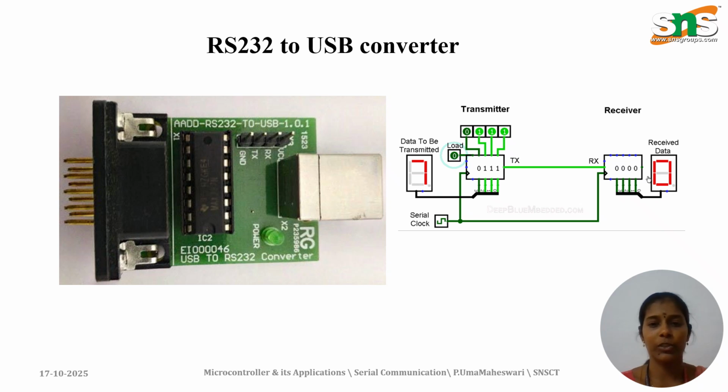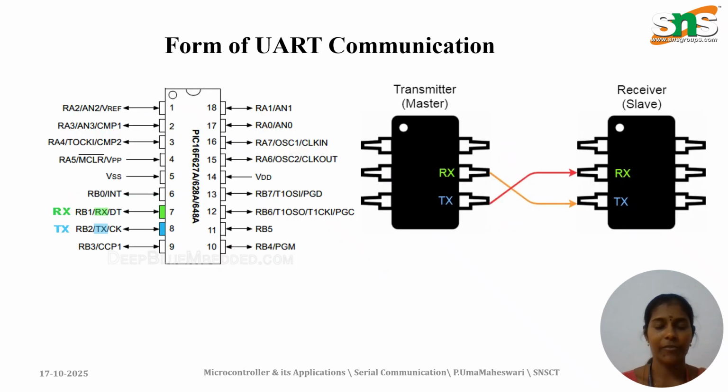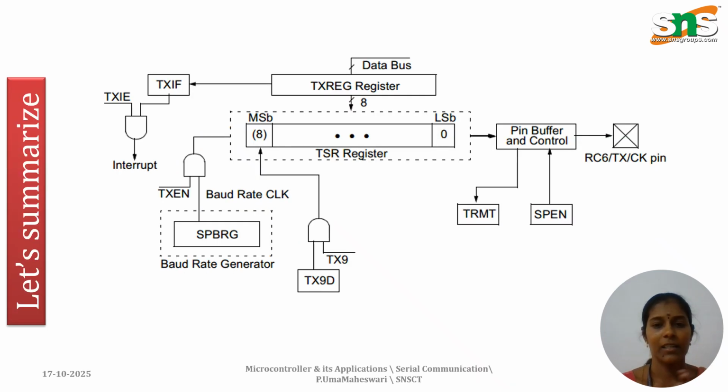This RS232 communication animation also shows how the data is being received. This is a form of USART communication. This is an example of the PIC microcontroller, where the transmitter is acting as a master and the receiver is acting as a slave.